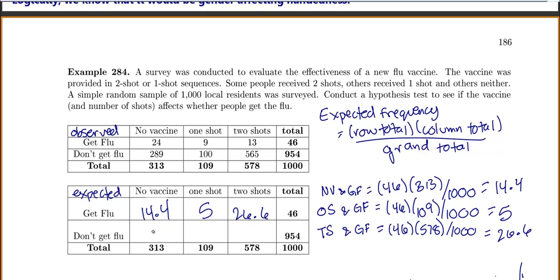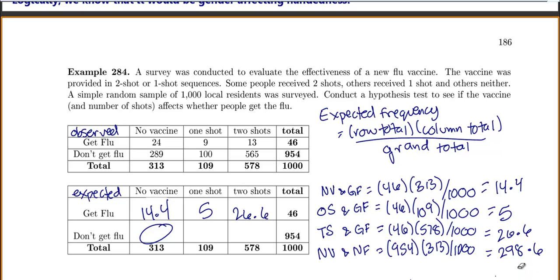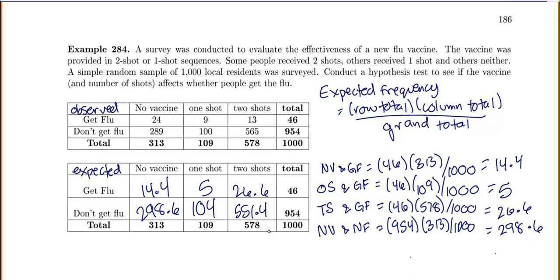And let's do just one more. Let's do no vaccine and not flu. So that would be 954 times 313 over 1,000. So let's see, 298.6. And I've already done the others. I'm just going to tell you that they are 104 and 551.4. So we have all of our expected values.